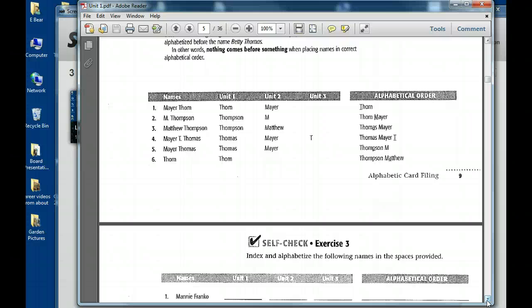When you go to compare, you have 2 names in Unit 1 that are just T-H-O-M. The other 4 have T-H-O-M followed by another letter. Because there is nothing after the M in numbers 1 and 6, we know that those are going to be our first ones when we put them in alphabetical order. Using the idea that something comes after nothing, or nothing comes before something, you can determine that Tom, number 6, is going to be first because there isn't anything in Unit 2.